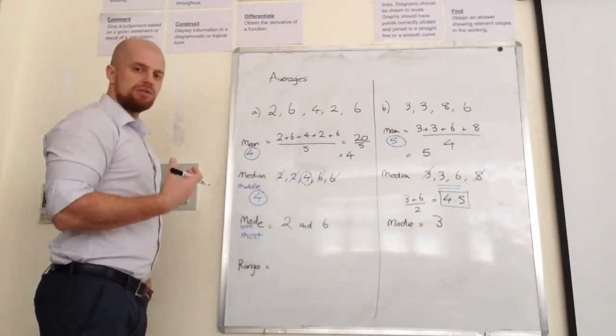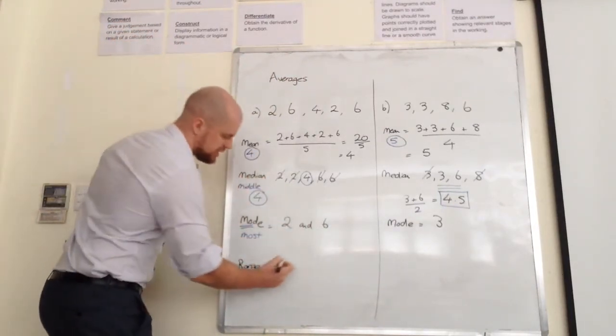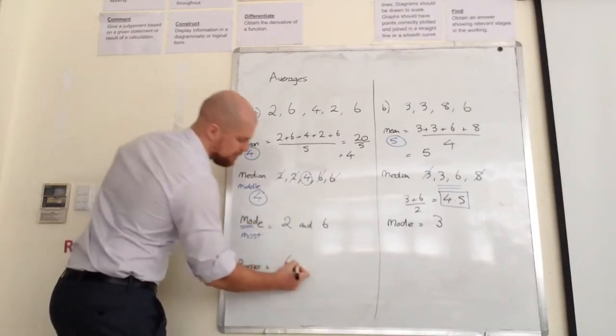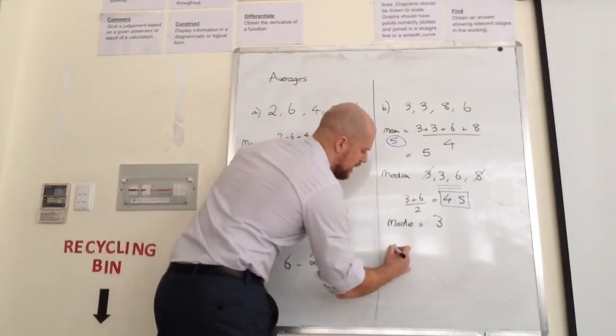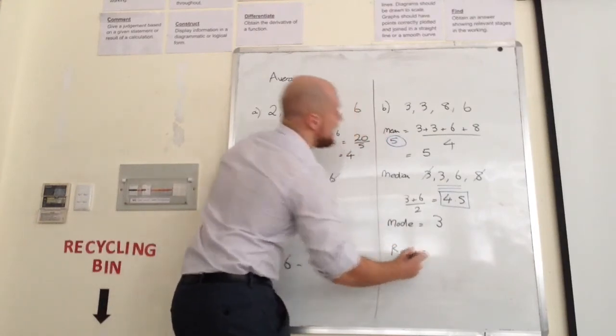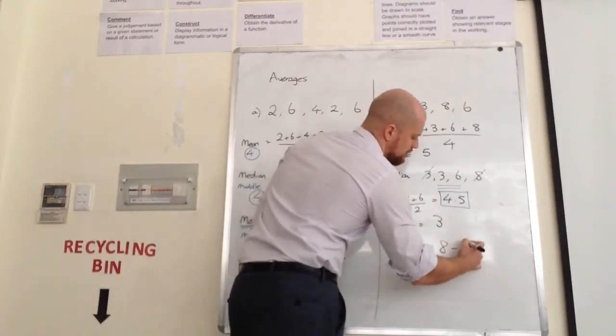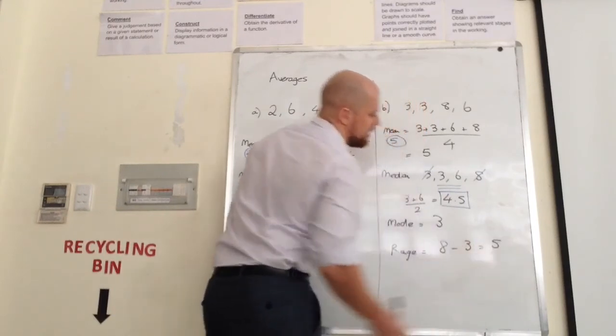Last but by no means least is the range. We do the biggest number, which is 6, and we take away the smallest number, which is 2. Again here, same thing. The biggest number is 8. The smallest number is 3, so the range is 5.